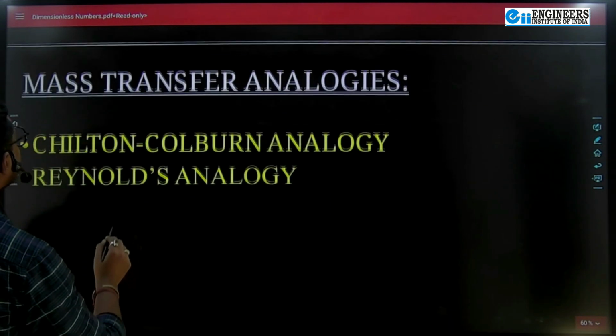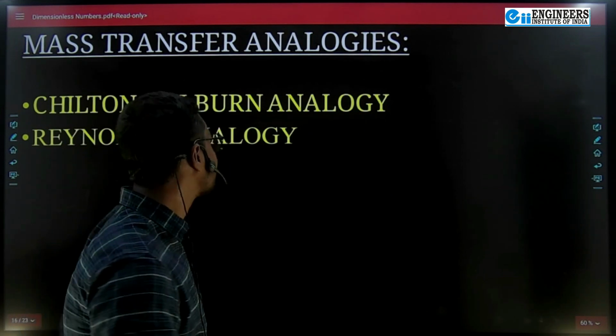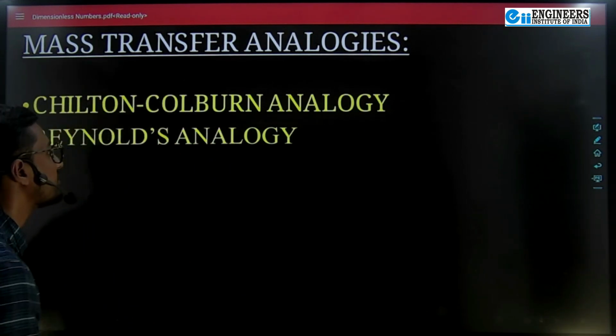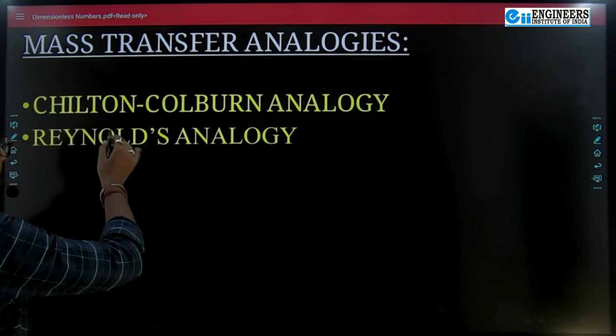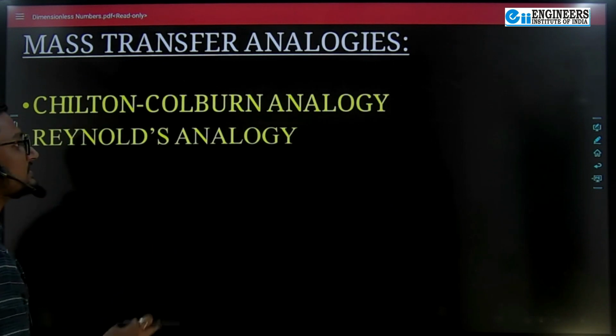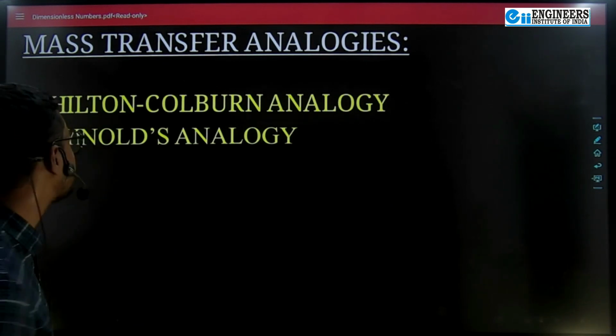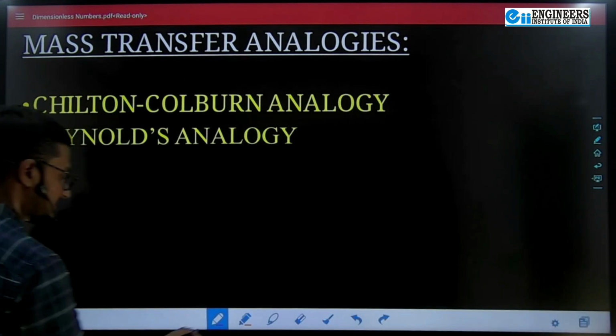The next topic is the mass transfer analogies. There are two mass transfer analogies. The first one is the Chilton-Colburn analogy, and the second one is the Reynolds analogy. We can say that the Chilton-Colburn analogy is for the general cases, and the Reynolds analogy is just a special case of the Chilton-Colburn analogy.